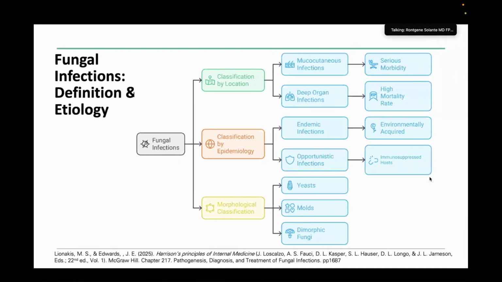So we'll start first with the definition and etiology of fungal infections. When talking about etiology, you have to classify them according to the location, the epidemiology, including morphological classification. Now, first, in relation to classification by location, you have the fungal infections that can primarily cause mucocutaneous infections.